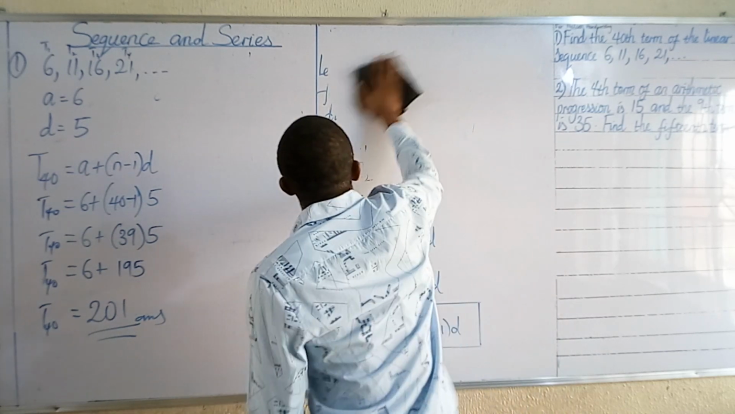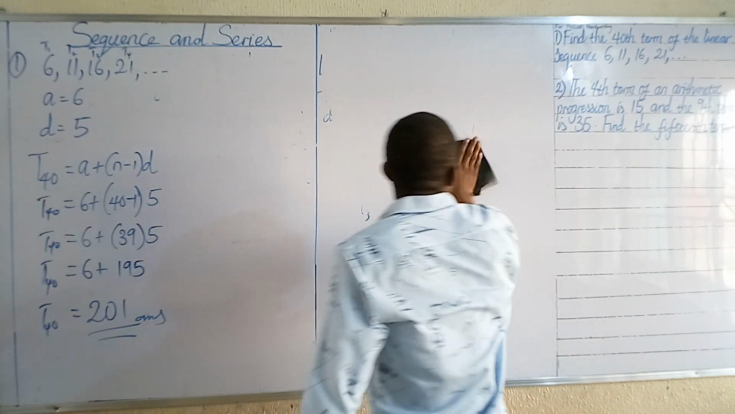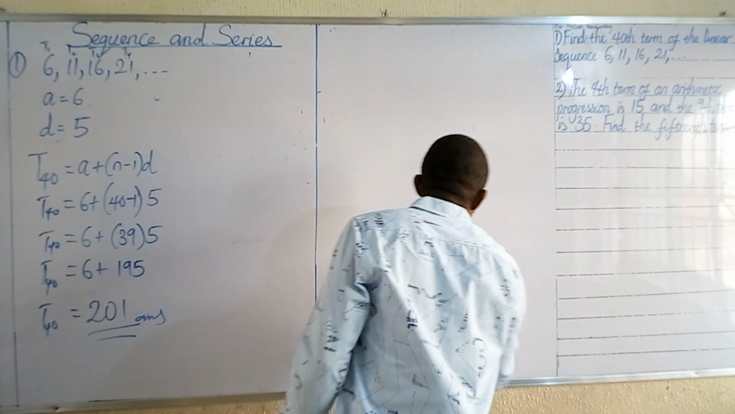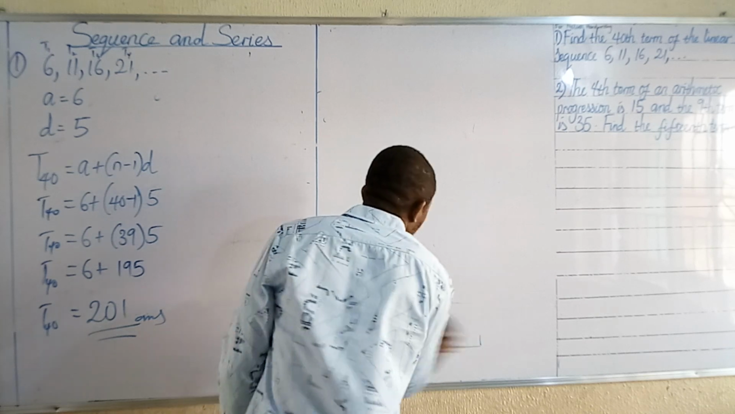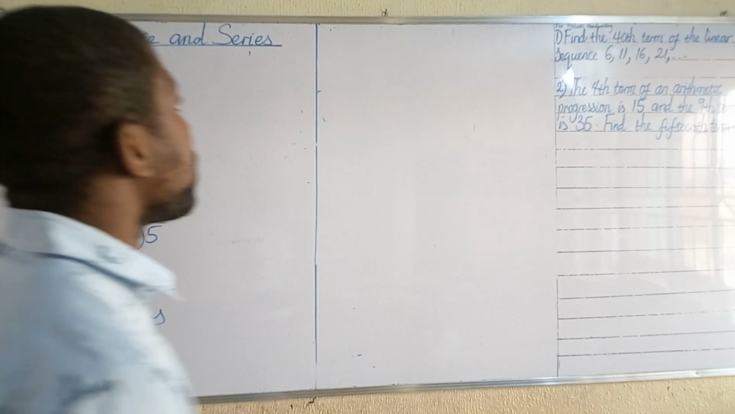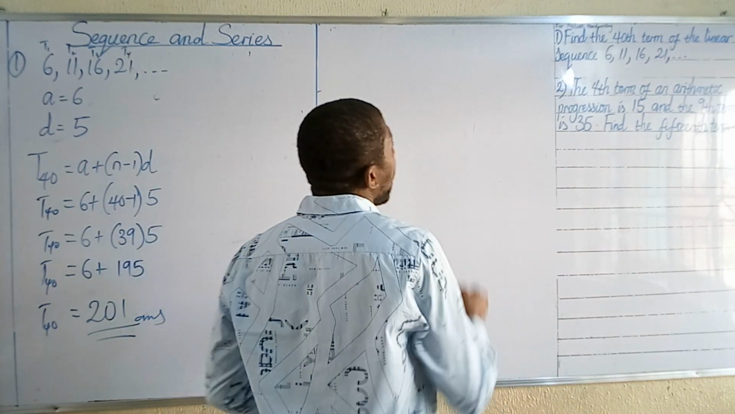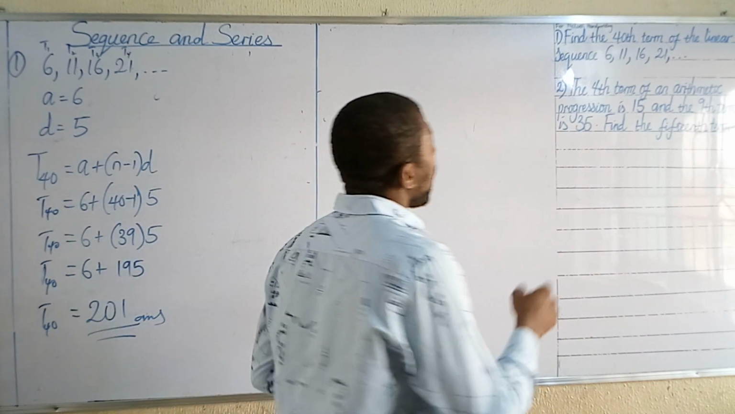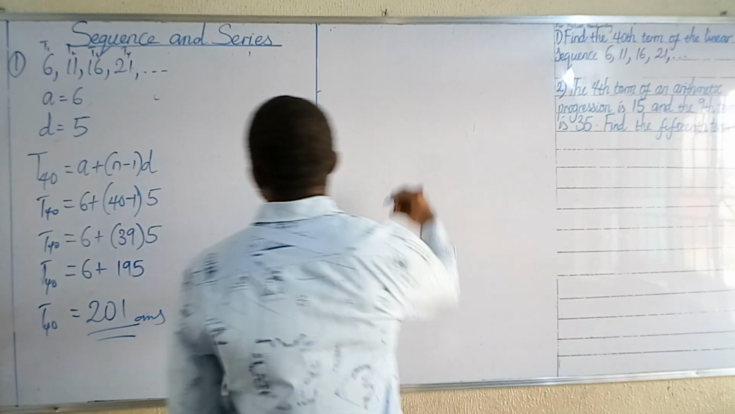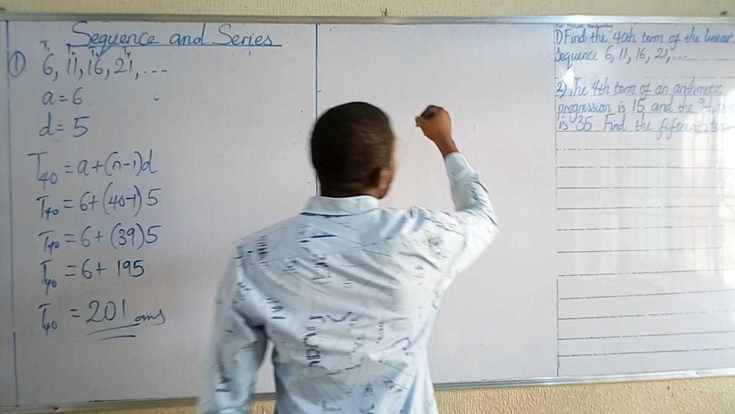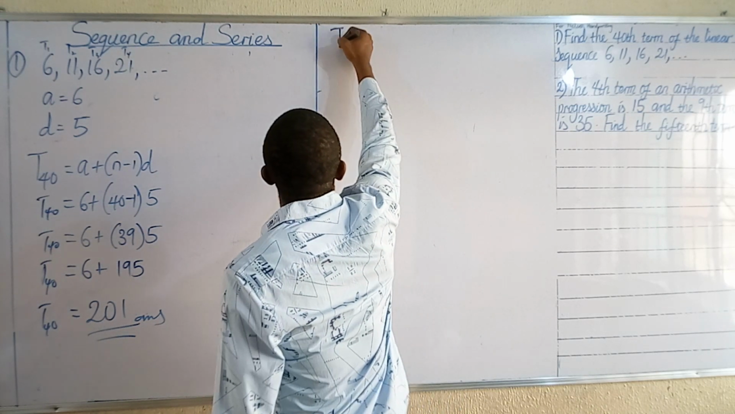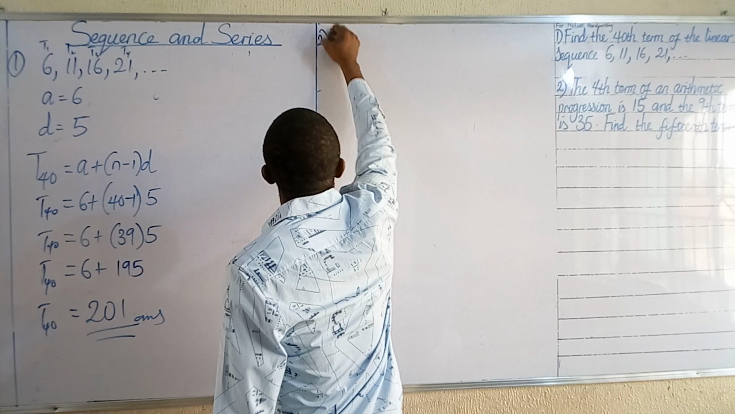Question 2 says the fourth term of an arithmetic progression is 15, and the 9th term is 35. Find the 15th term. From this question, the fourth term is T4. So let's say question number 2.